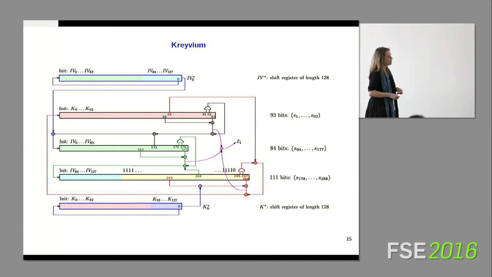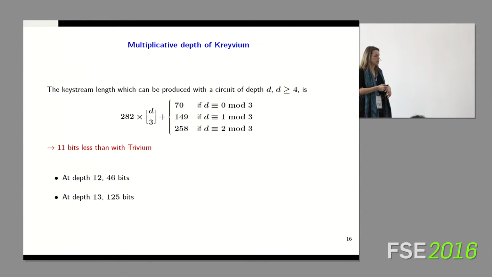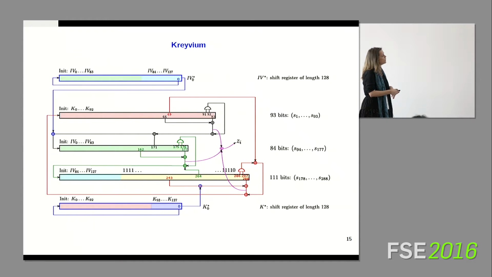of Trivium. And also, the only minor modification we made compared to Trivium is that we changed the constant which is used for the initialization of this third register here. So now, we can see that if we want to evaluate the number of keystream bits which can be computed with a circuit having a certain multiplicative depth, then we have roughly the same result as with Trivium. We only have 11 bits less than what we have in Trivium, and this comes basically from the fact that in Trivium, in this register, the last bits were constant, while here we have some key bits because the key is longer.